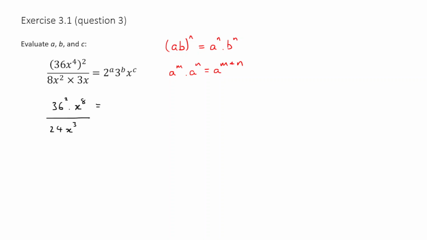Okay, well, next, why don't I just expand that out? I could do 36 squared on my calculator, divide it by 24. Okay, that gives me 54. So this here is 54.